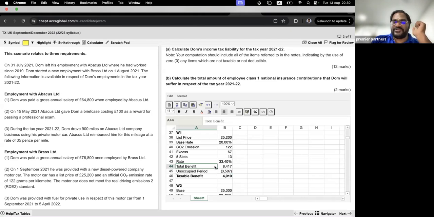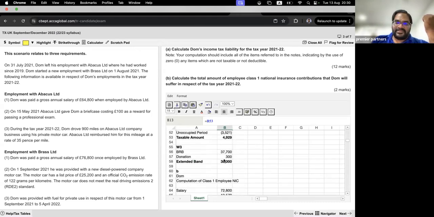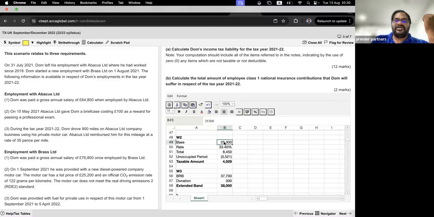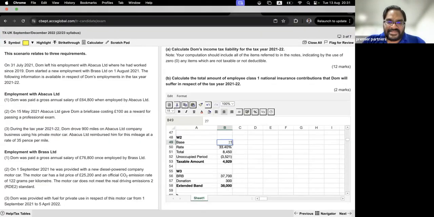Right. Then this 4,910, I map to the main calculation. Then private fuel, I give a working, but without a working also, you can go ahead with the calculation. Amount we took as 27,800. So I take it as 27,800. Percentage appropriate rate we already calculated, 33. So 27,800 into 33 would be 9,285. But this is also coming into the picture only for 7 months. So the 5 months component I have to take out. Once I take it out, my taxable component for fuel would be only 5,416. Are we good?